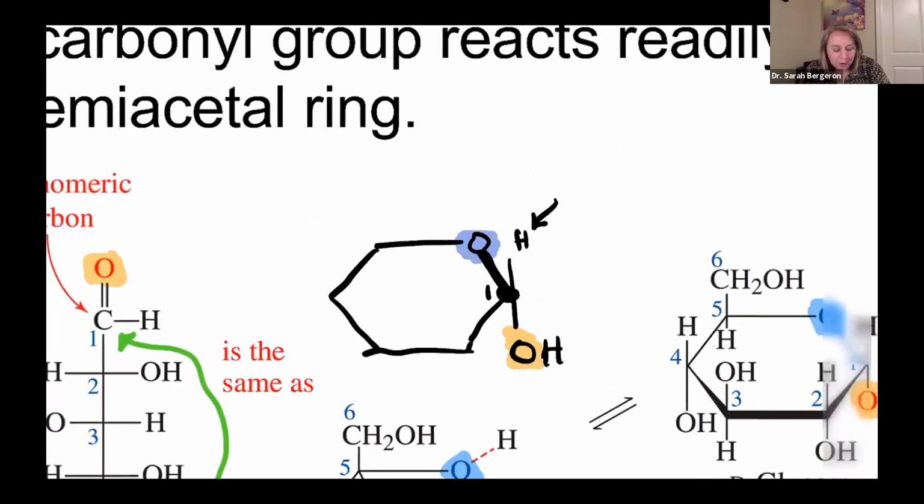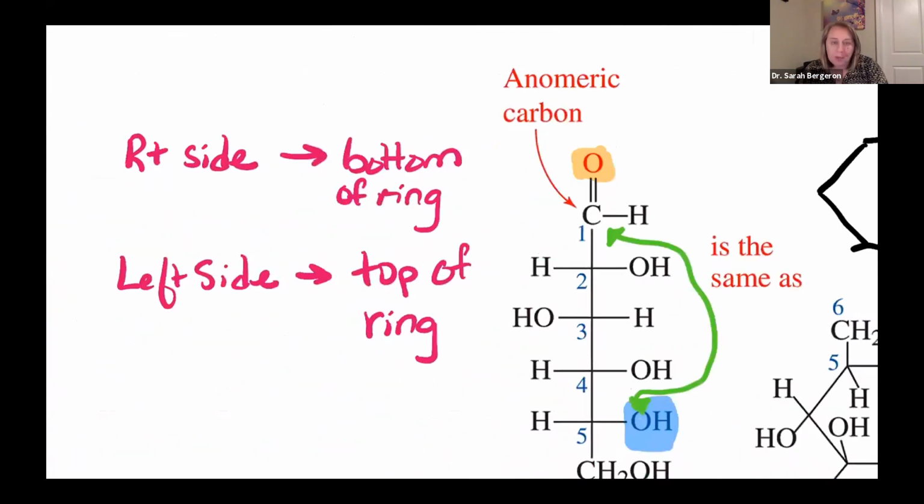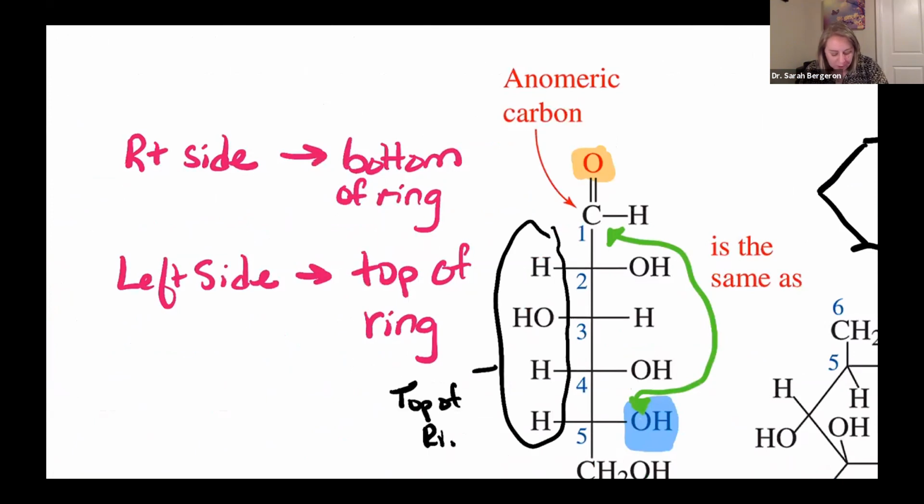So our little trick is, if in the Fischer structure it's on the right side, it's going to go on the bottom of the ring. If in the Fischer structure it's on the left side, it's going to go on the top of the ring. So all of this stuff is going to go on the top of the ring, okay?